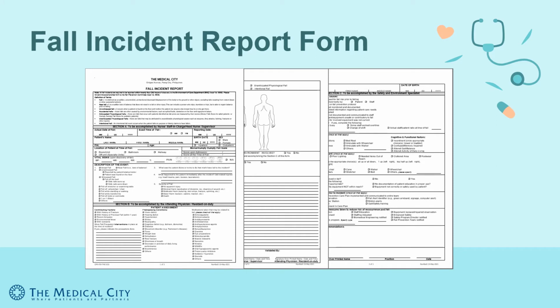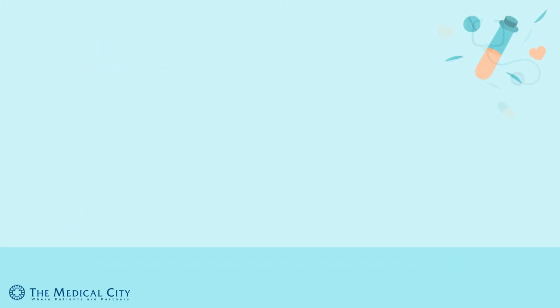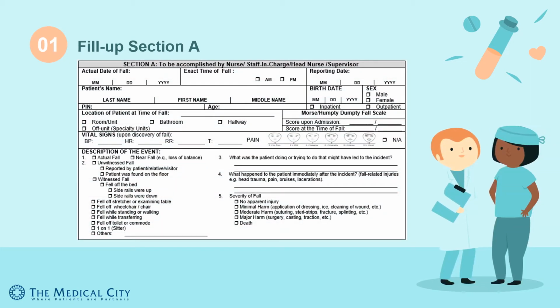Now, let us discuss each section of the Fall Incident Report form. This form consists of 3 sections. Section A will be filled up by the nurse, head nurse, or supervisor.